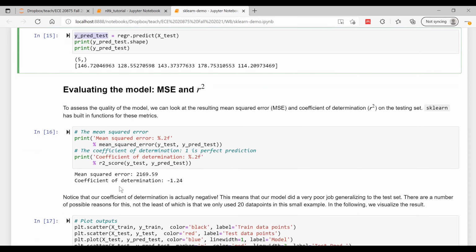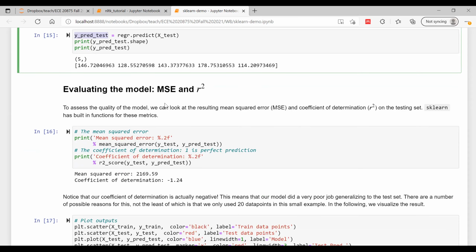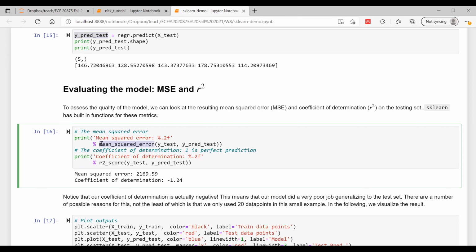So now we are ready to evaluate the mean square error. You can directly call the mean square error function. You can plug in the Y test and the Y predict test. One is the ground truth, the other is produced by your model. And of course, you can also compute the R square score. R square score captures the mean square error, and at the same time it also takes into account your variance. So it's a more comprehensive measure.